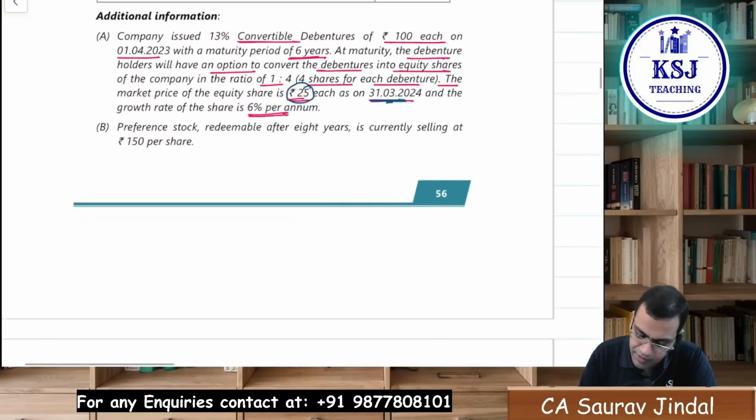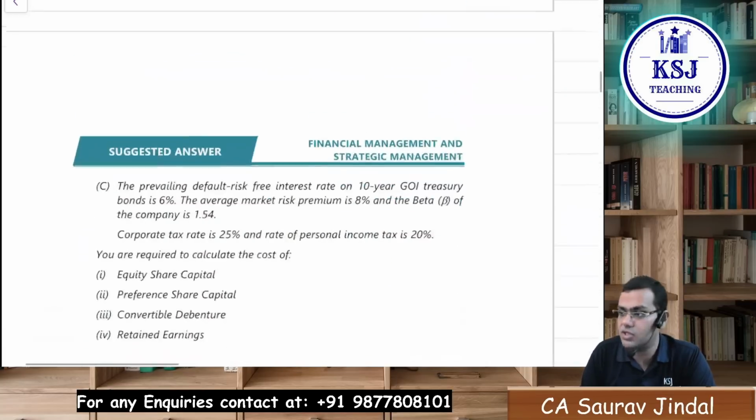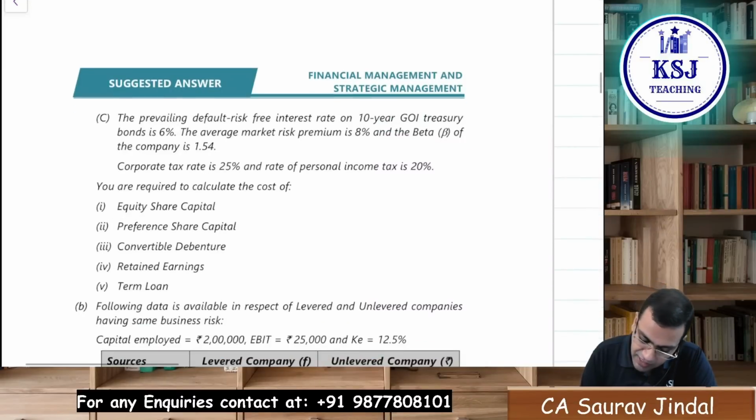Preference stock redeemable after 8 years is currently selling at 150 per share. So net proceeds will be 150. Right, redemption value will be 100, sir. If nothing is mentioned, the redemption value is to be taken as 100. The prevailing default risk rate is 6%. Average market risk premium is 8%. Beta is 1.24. This is for KE and KRE. Right, KE and KRE.